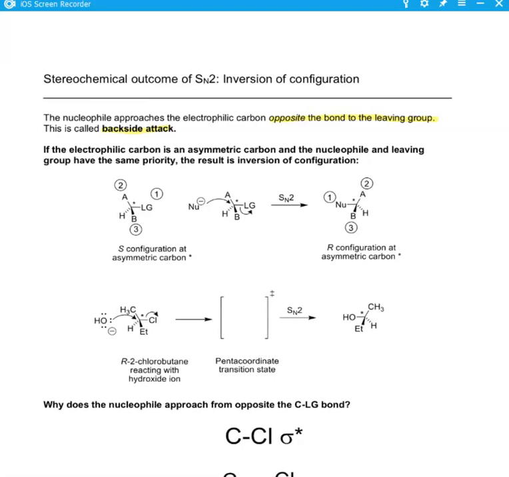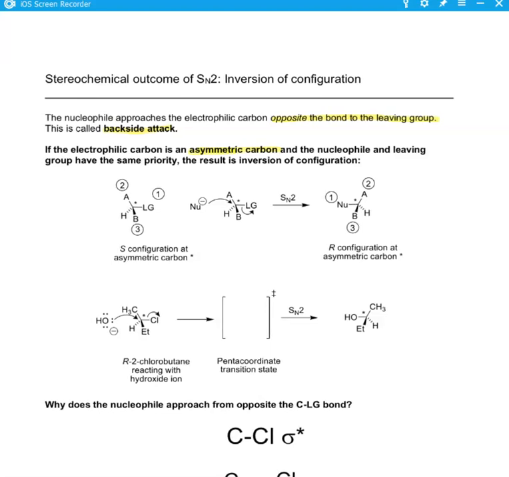Now, as a consequence of this, if the carbon that's getting attacked is an asymmetric carbon, meaning again that it has 4 different groups attached to it, and if the nucleophile and the leaving group have the same priority, which is most likely the case, but not always, then the result is going to be an inversion of the configuration at that asymmetric carbon. Let's look at a general example, and then we'll look at a specific example.